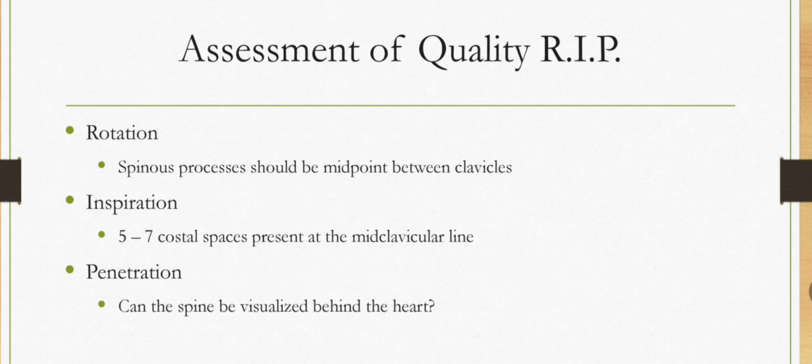Assessment of quality: RIP, rotation, inspiration, penetration. Spinous processes should be at the midpoint between the clavicles. Inspiration: 5 to 7 costal spaces present at the mid-clavicular line. Penetration: can the spine be visualized behind the heart?